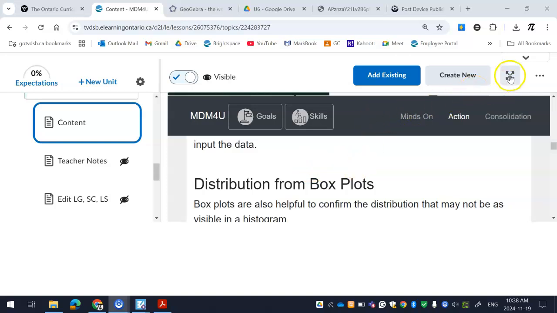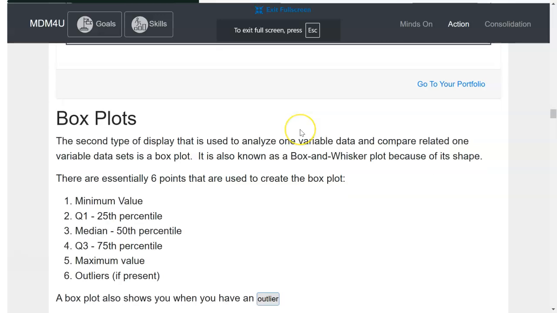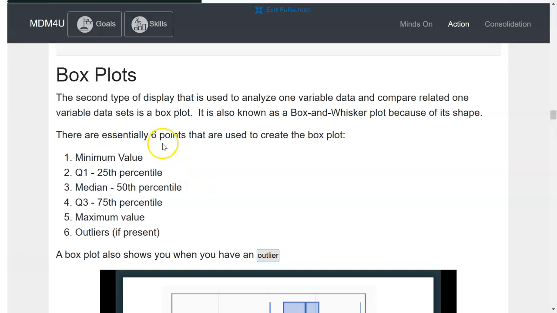All right, box plot time. So box plot, also known as box and whisker plots. We'll talk about what these are. The good news is when you do them, you'll just do them on Google Sheets, and I think it's the best way to get the data as opposed to doing it by hand. But you need 6 points from the data.